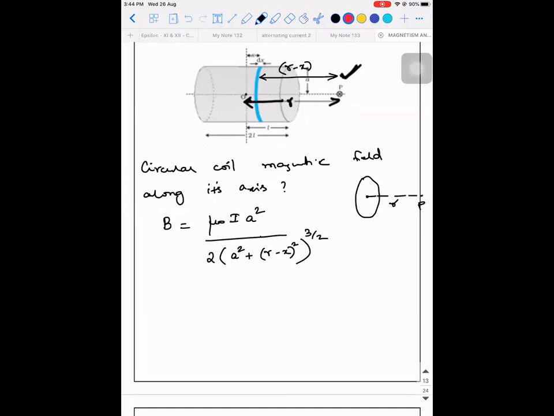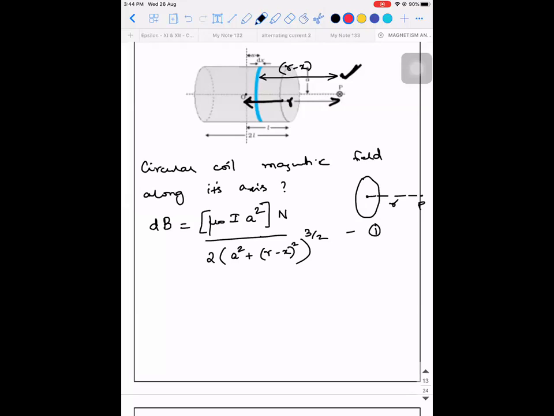You guys remember this expression? Right? Mu naught I a square divided by 2 into a square plus distance square, the whole power 3 by 2. So this is the value of magnetic field. But since you have considered a small element, the magnetic field will be small, which is dB, multiplied with the number of turns that are present in that particular portion, the particular blue color strip. Is it clear till this step? I have done nothing. I've applied the formula. That's it. Are you guys clear with this?